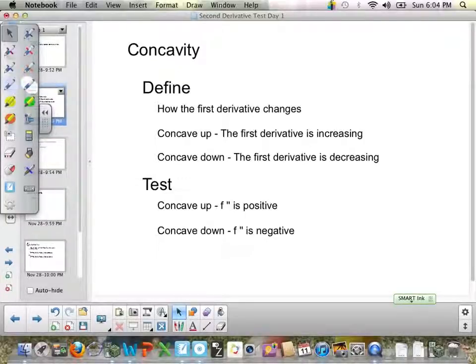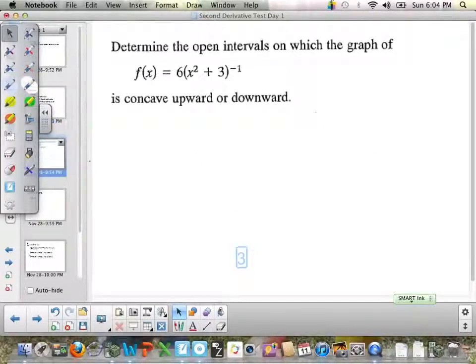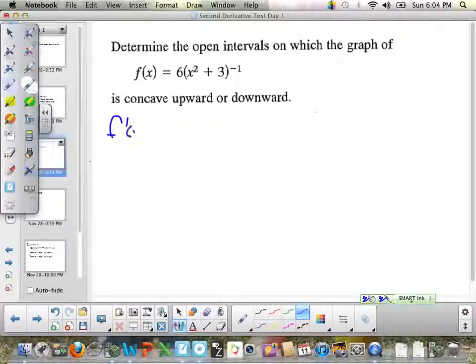All right, so let's try a problem. Let's find the concavity on this function. Determine the open intervals in which the graph of f of x equals 6 times the quantity x squared plus 3 to the negative 1 is concave up or down. All right, so we need to find the second derivative. We'll start with the first derivative. F prime equals, we will use the chain rule and the power rule here. Negative 6 times x squared plus 3 to the negative 2 times 2x.